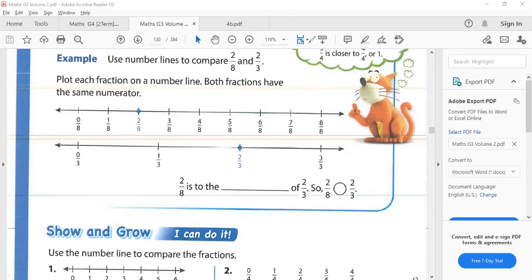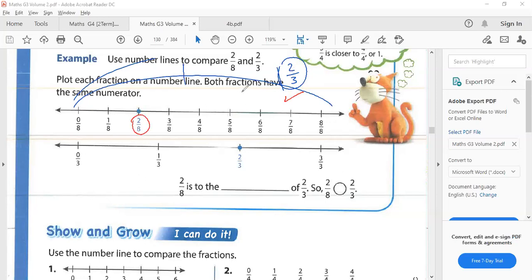As you are dividing the whole distance into 3 equal parts, you will take 2 parts out of 3. I'm sorry, we said 2 over 3. It will be here, 2 over 3. So 2 over 3, of course, will be greater than 2 over 8.